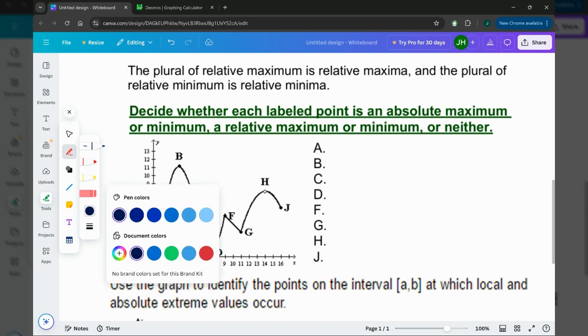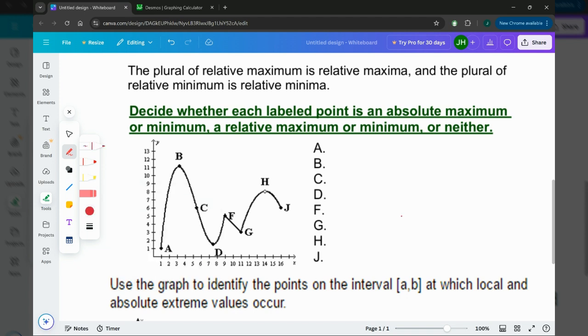Well, point A. You should notice on point A, it's an endpoint. So it cannot be a relative max or min. In fact, it looks like A is the lowest point on the entire graph. Point A is an absolute minimum.